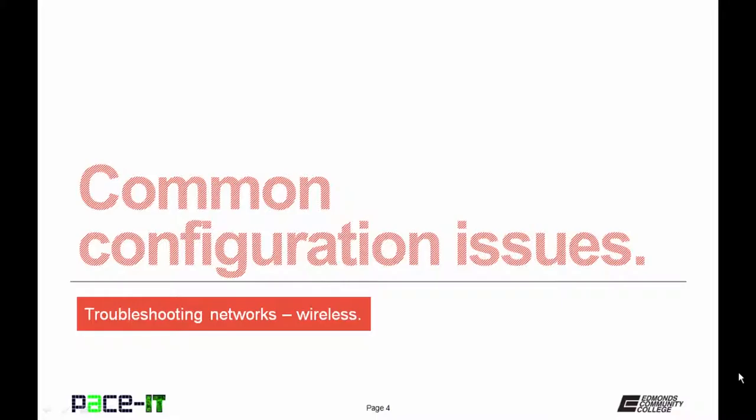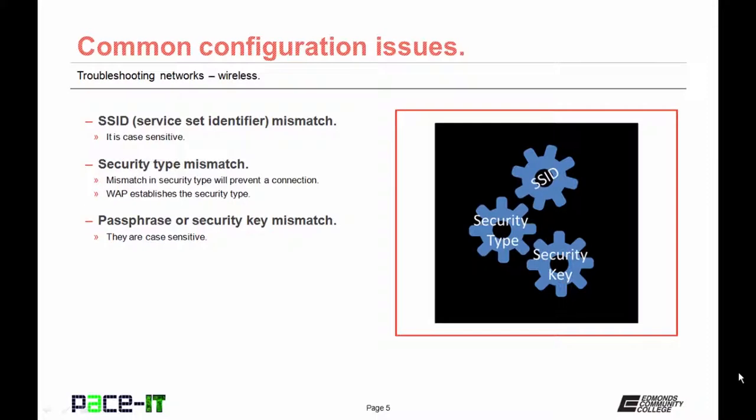So we're going to begin by talking about some common configuration issues that you need to be aware of. We're going to begin this discussion with the SSID, the Service Set Identifier. This is the network's name. It is case sensitive, so a mismatch in the SSID will cause a no connectivity issue.